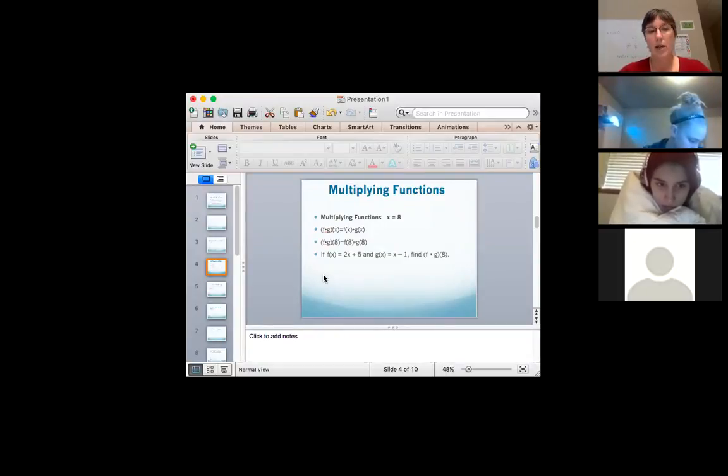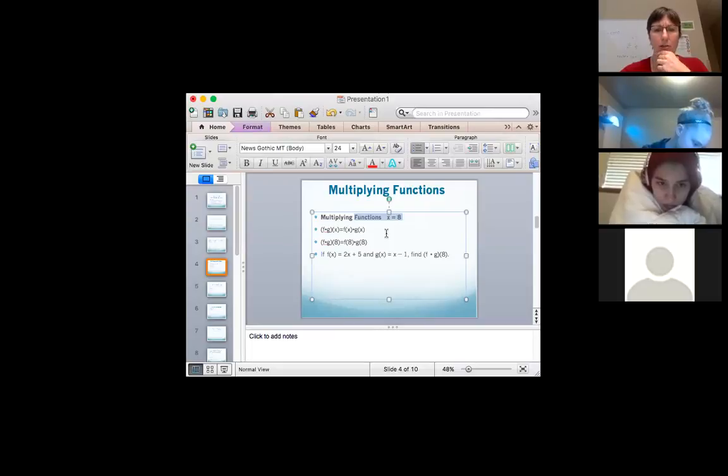So what we do is, in this particular problem, we are given a value for x, which is 8. So we're going to replace each x with 8, and then solve for each function. You guys see what I'm doing? And then we'll multiply those together.